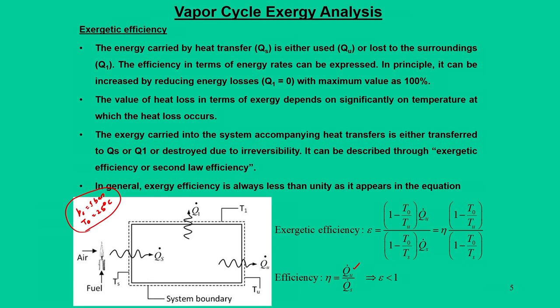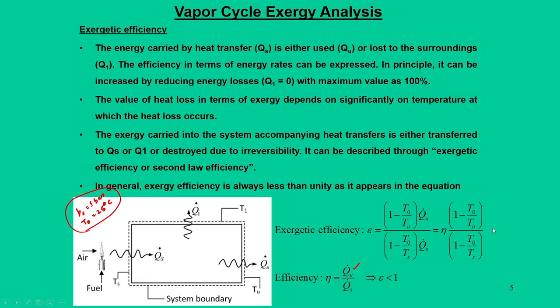So, the work potential for Q dot U will be 1 minus T0 by TU, into Q dot U. Similarly, the work potential for Q dot S we can write as 1 minus T0 by TS, into Q dot S, and we get these expressions from the Carnot efficiency. So, considering this, the exergetic efficiency can now be rewritten as the efficiency of the system multiplied by another term, that is 1 minus T0 by TU divided by 1 minus T0 by TS.